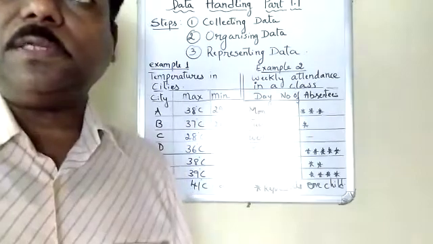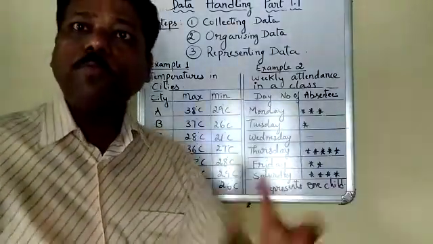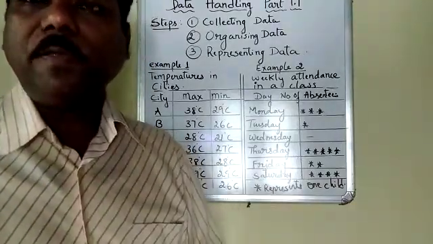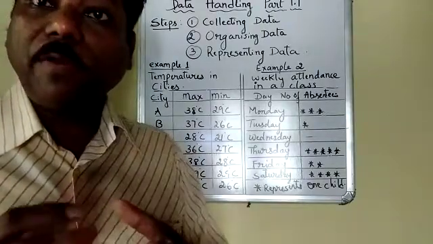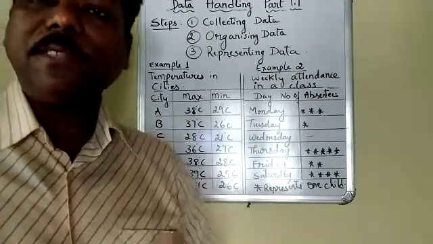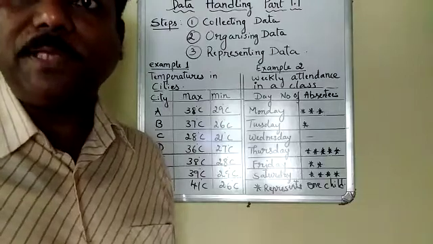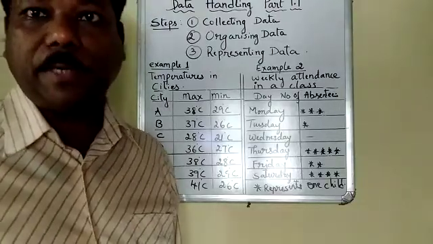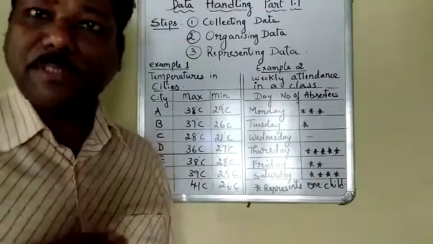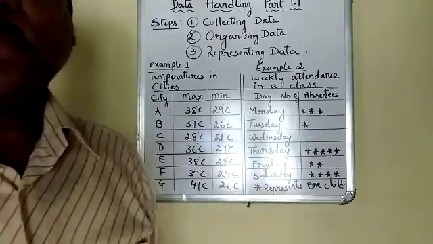When this data, that is raw information which is scattered here and there, we collect it and take what is necessary for us. When we do these processes of collecting data, organizing this data and presenting it in proper form, then it will be easy for us to understand or interpret that data. So this process is totally called data handling.